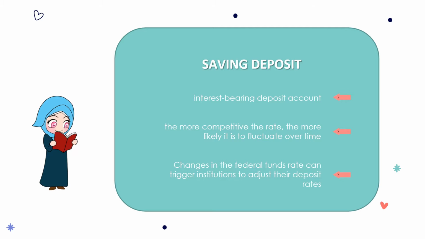Second is saving account. A saving account is a basic type of bank account that allows depositors to deposit money, keep it safe, and withdraw funds, all while earning interest. The rate a depositor will earn on a saving account is generally variable. Typically, the more competitive the rate, the more likely it is to fluctuate over time. Changes in the federal funds rate can also trigger institutions to adjust their deposit rate.